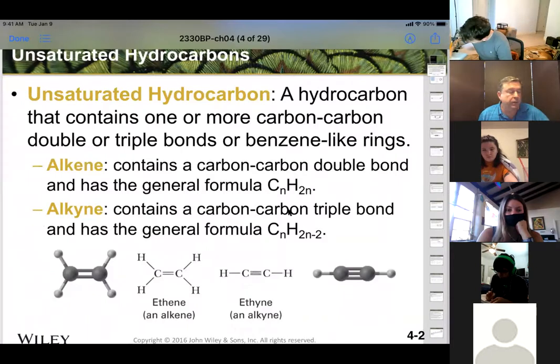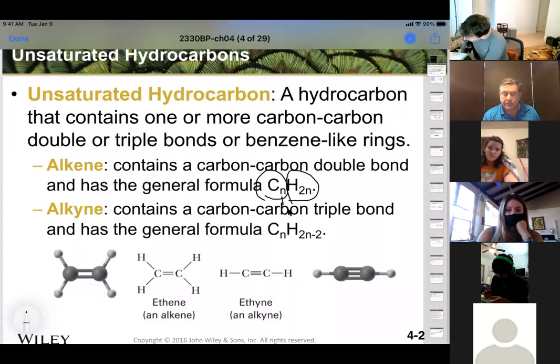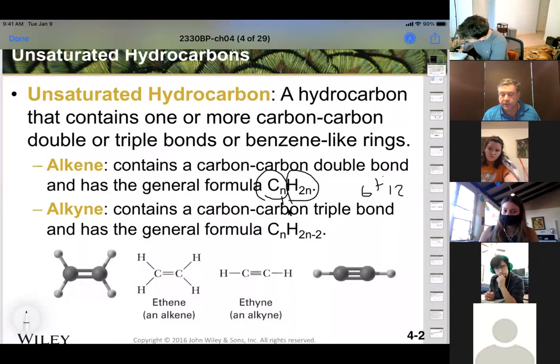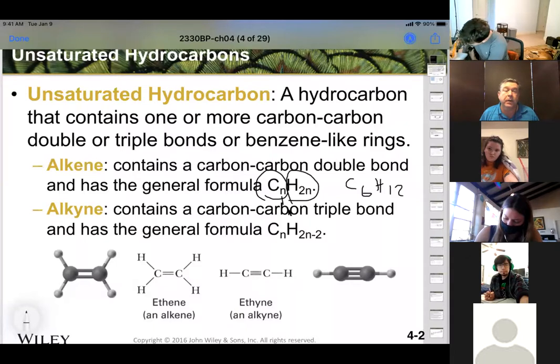So the general structure of alkenes or alkynes is based on the balance between carbon and hydrogen. For every one carbon, you get 2 times that hydrogens. So if we had 6 carbons, we would have a total of 2 times 6, 12 hydrogens in a simple alkene. That is just where you have a single double bond somewhere in your hydrocarbon.